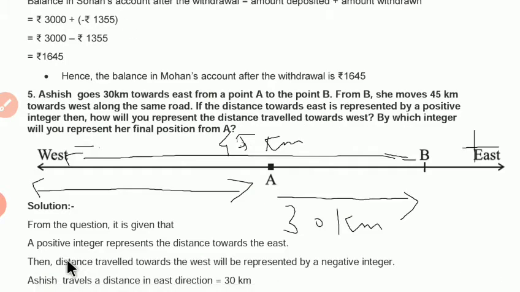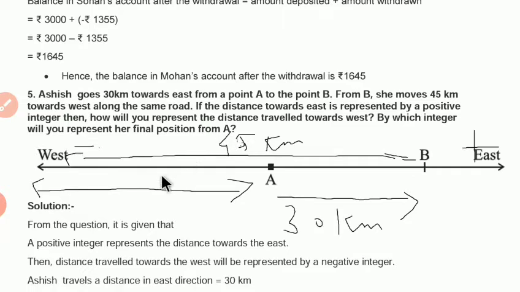Now question number 5. Ashish goes 30 km towards east from a point A to the point B. From B, he moves 45 km towards west along the same road. If the distance towards east is represented by a positive integer, then how will you represent the distance traveled towards west? By which integer will you represent his final position from A?